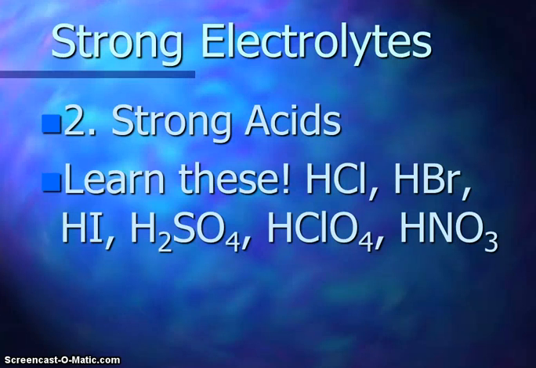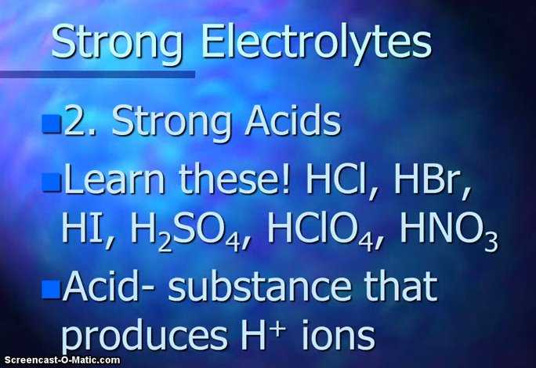Strong acids are considered to be strong electrolytes, and you want to learn these now. We'll be using them throughout the year. So hydrochloric, hydrobromic, and hydroiodic acid are strong acids which are considered binary acids because they're made of two types of atoms. Sulfuric acid, perchloric acid, and nitric acid are strong oxyacids because they're acids that contain oxygen. But they all have something in common. When they dissolve in water, they break up into ions that can conduct an electric current.